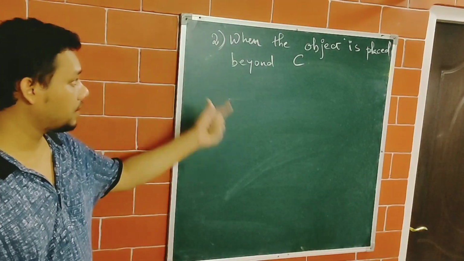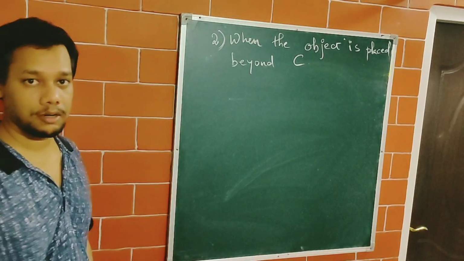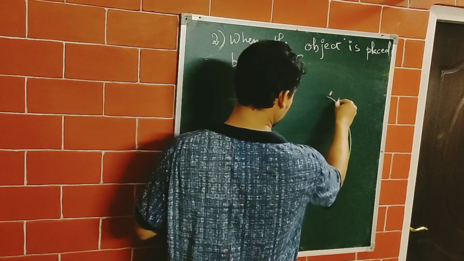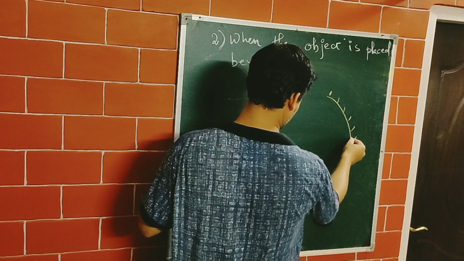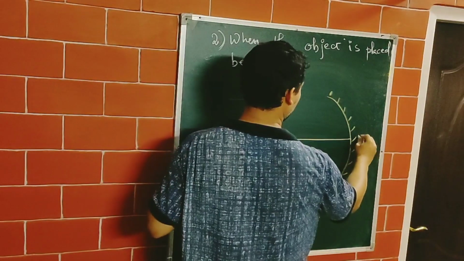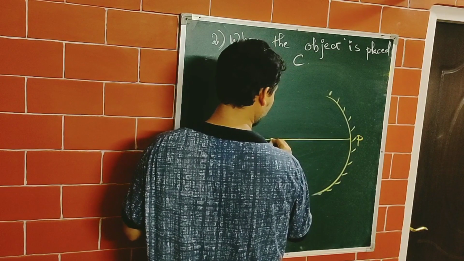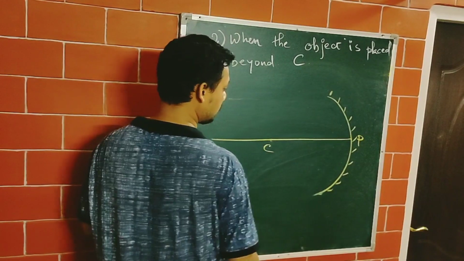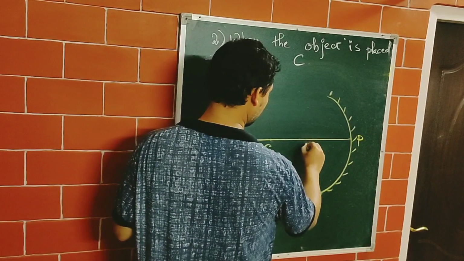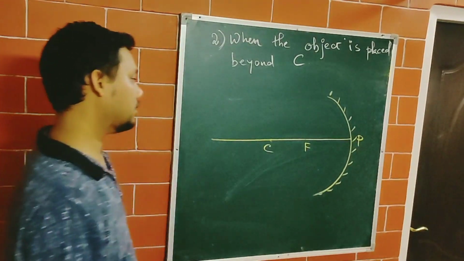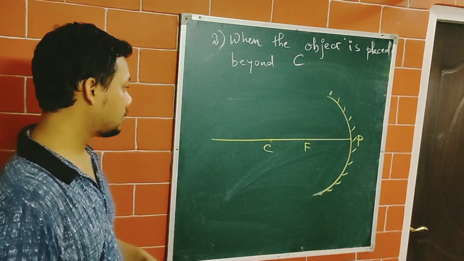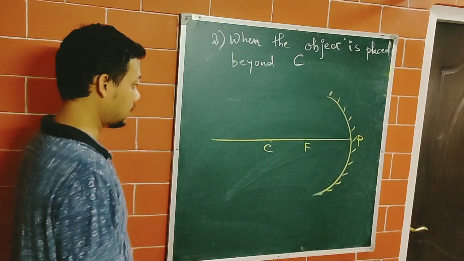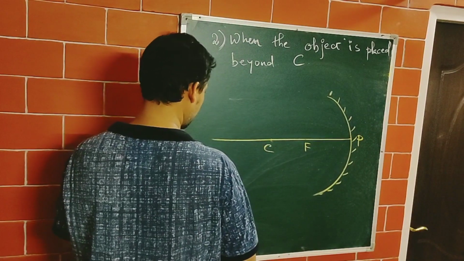Next is when the object is placed beyond C. This is the concave mirror. Imaginary line passes through the pole, that is called principal axis. Center of the spherical mirror, of which the mirror is a part, that is the center of curvature. Midpoint of C and P is called focus. Focus is a point where the reflected ray passes. After reflection, the rays must come parallel to the principal axis before that. So the object is placed here beyond C.